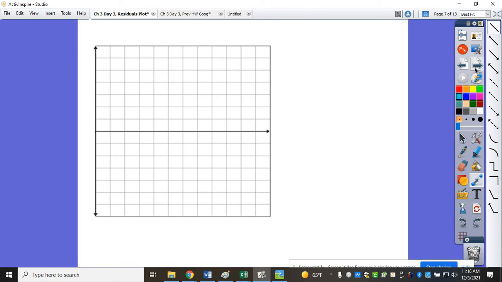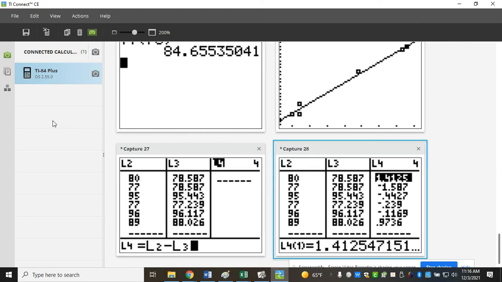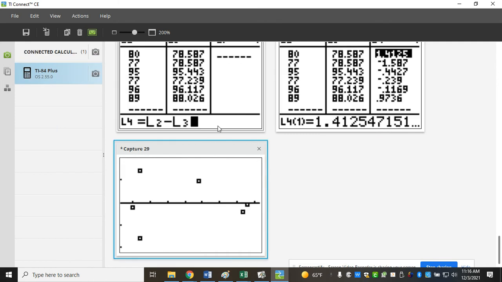So let's let our calculator graph it for us, just so that we have an idea of what we're looking at. So second stat plot, list 1 versus list 4. Oh, I've got to turn my y equals off because it's still trying to do that. So I just did a second stat plot of list 1 versus list 4. That is my residuals plot.